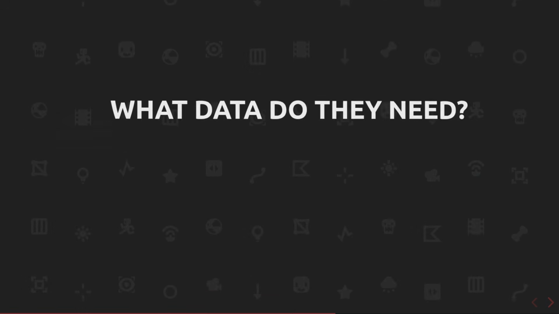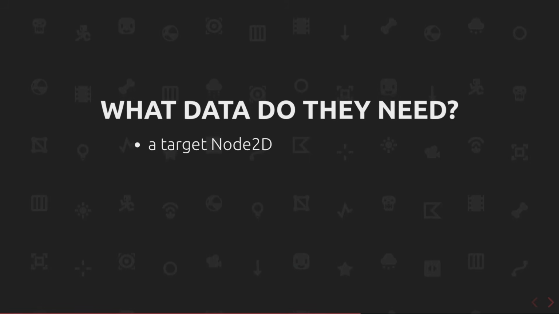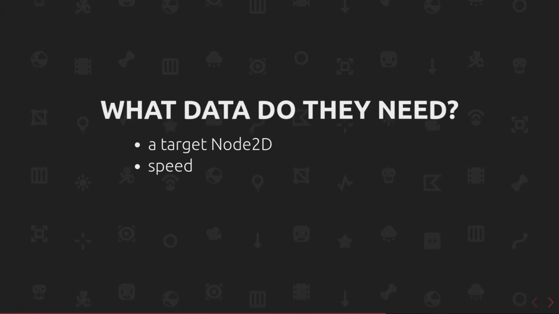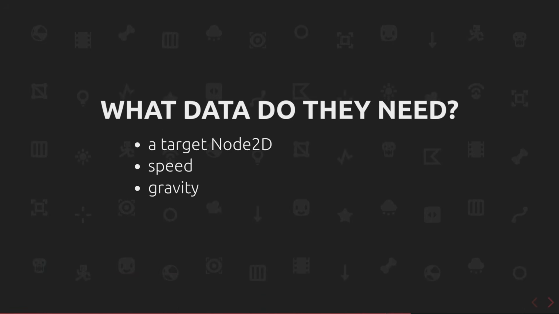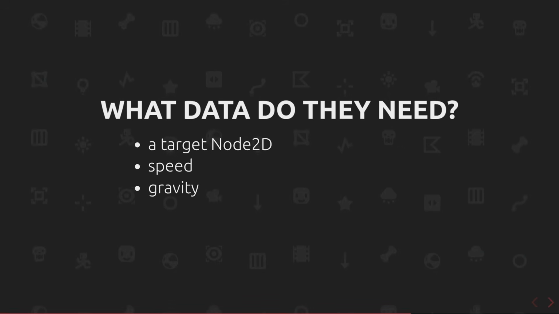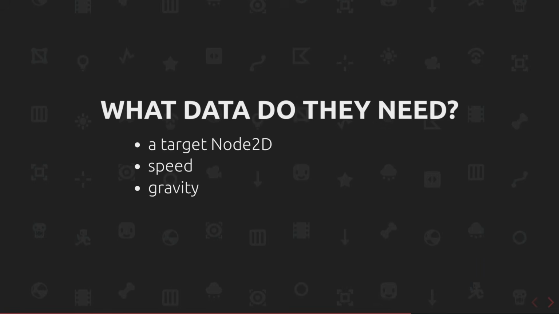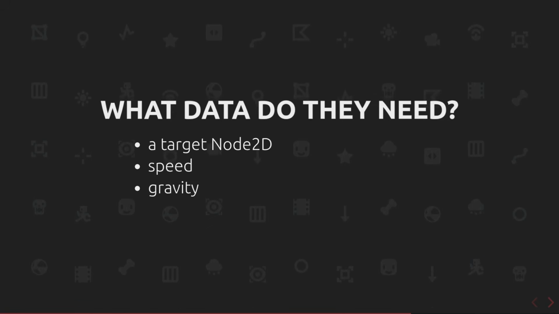Now, what data does this Velocity Movement 2D component need? First of all, it needs a target Node2D that it wants to move. Then it also needs a given speed constant in pixels per second, and an optional gravity value. 0 means that this will be linear movement with no y-axis velocity applied. Anything bigger than 0 means that there will be an arc to the movement.